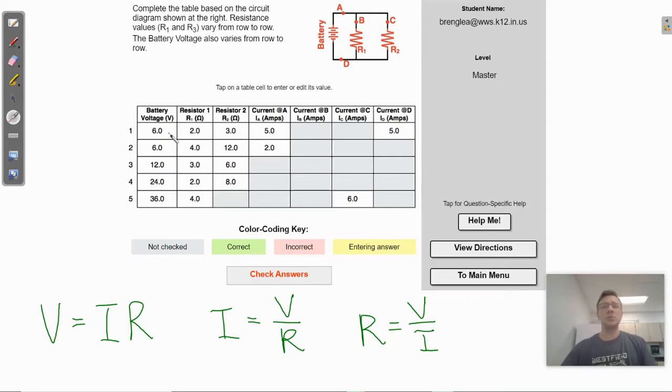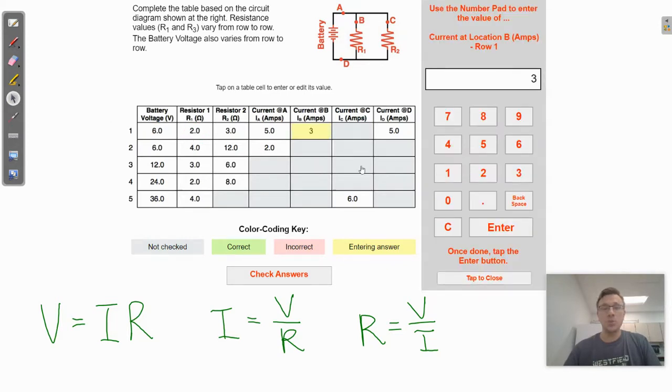Since it's given us the individual resistors of 2 ohms and 3 ohms, we can calculate the current going through each of those using this equation down here. Current is equal to voltage divided by resistance. So we're going to divide 6 volts that's dropped across that resistor by 2 ohms, and we're going to get 3 amps of current going through branch B. And then we'll do the same calculation here just for the purposes of doing it, even though we know that this is going to be 2.